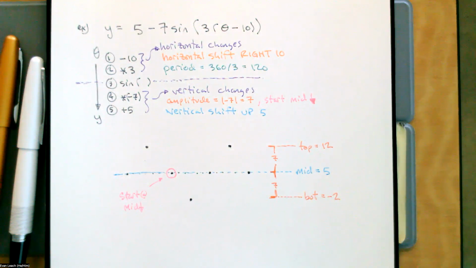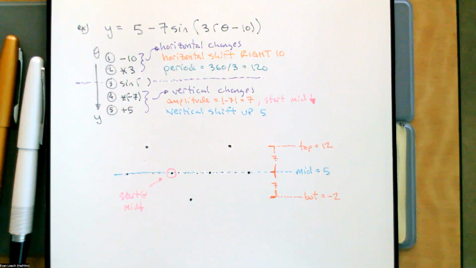We've used our vertical information. Remember, see what I did there? I color coded it. Our vertical shift is just going to tell us where the new middle is. Our amplitude works the same as the amplitude always works. It's the distance from the middle to the top and the middle to the bottom.